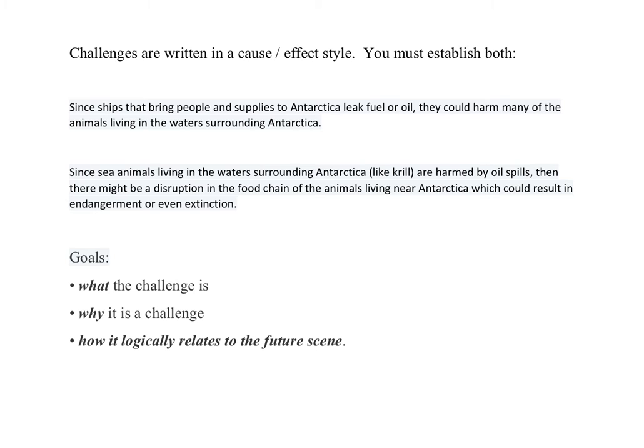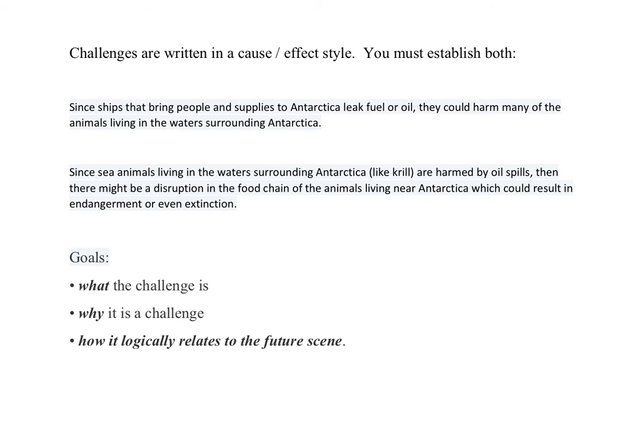Here are some sample problems, and you can imagine what type of future scene this would be based from. This is just a general, Antarctica is having issues with oil and pollutants. So, since the ships that bring people and supplies to Antarctica leak fuel or oil, they could harm many of the animals living in the waters surrounding Antarctica.